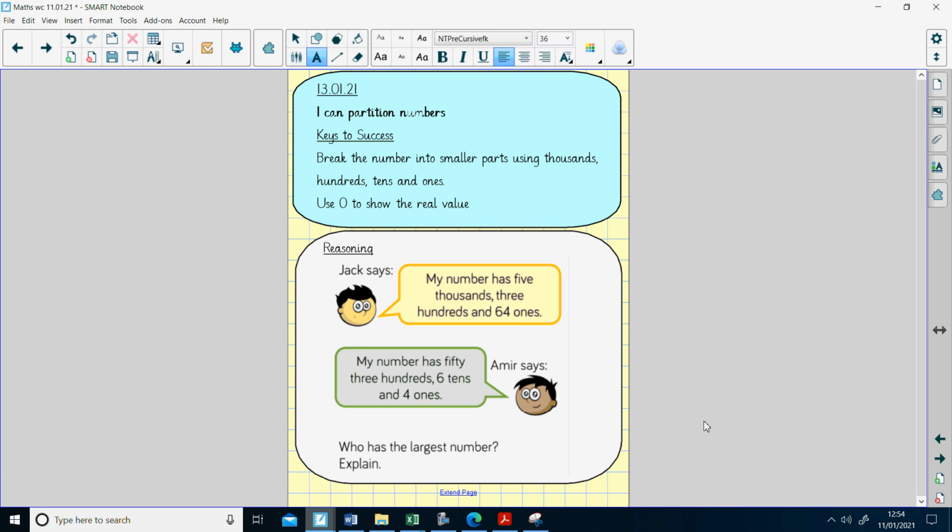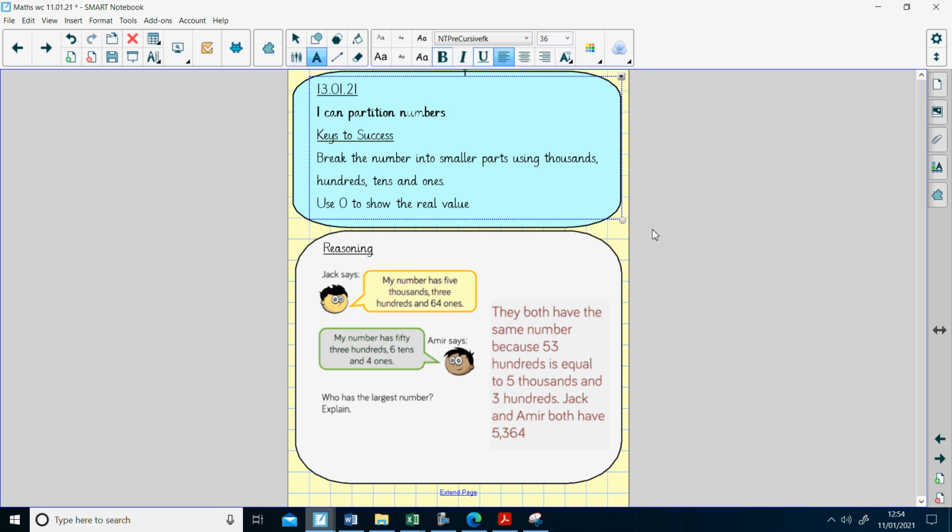Okay, so now we're on to some reasoning. So Jack says my number has 5,364 ones. Amir says my number has 53 hundreds, 6 tens and 4 ones. Who has the largest number? Explain. Remember, when we're reasoning, it's really important that you explain your ideas clearly. So pause the video and then come back to me when you're ready.